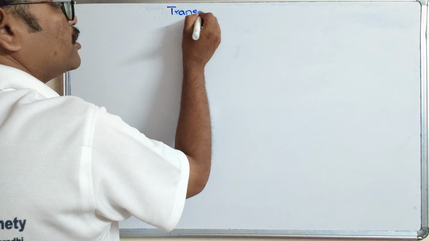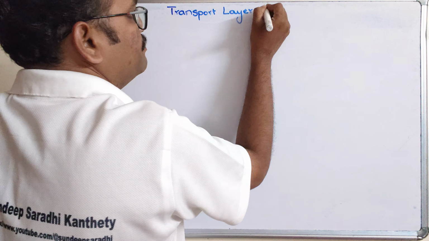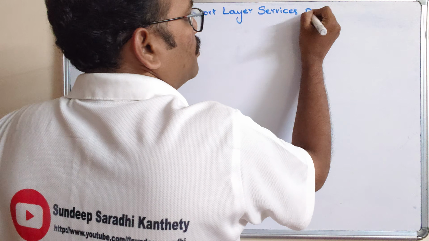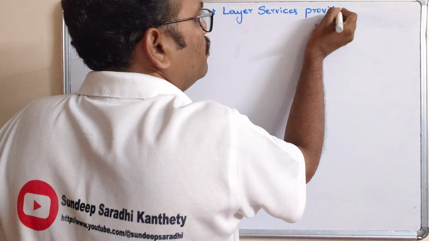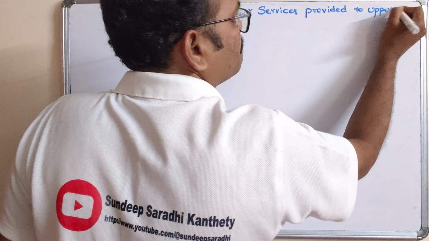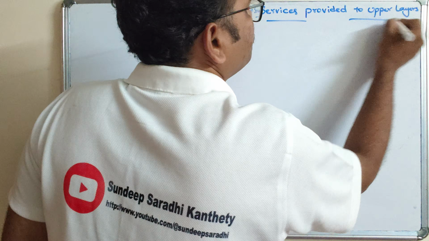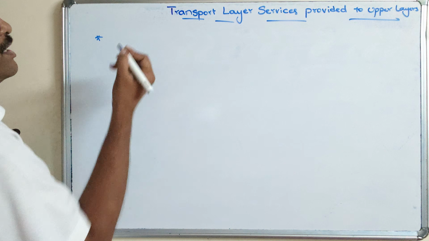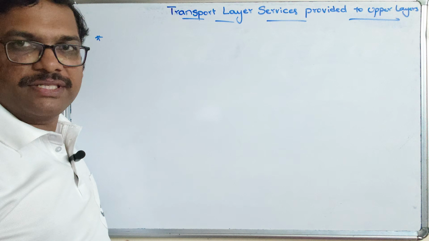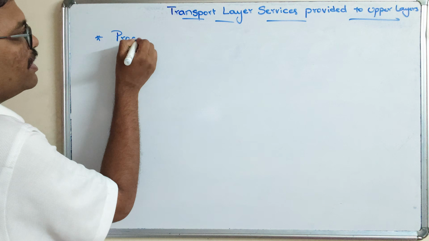So transport layer services provided to upper layers. So the first one is process to process delivery. The first service is process to process delivery.